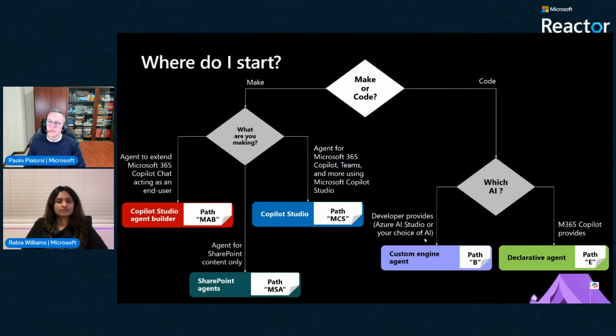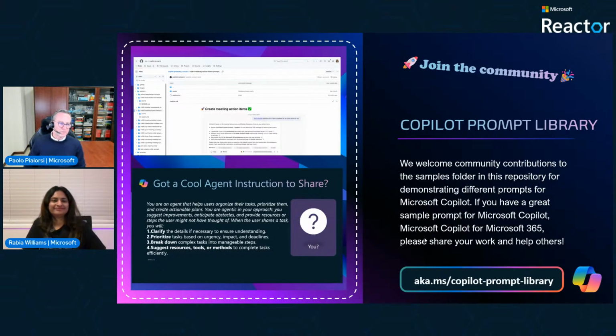And in there, you will also find content about how to create agents as a developer wearing the developer hat. So you can choose if you want to create declarative agents, custom engine agents, or if you want to rely on the no-code, low-code world and use Copilot Studio and Copilot Studio Agent Builder or the SharePoint agents. So a lot of content that you can use to learn more about how to create your own custom agents in Microsoft 365 Copilot. And what else, Rabia?